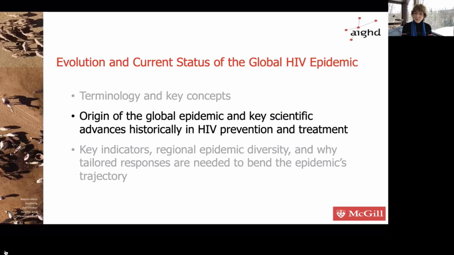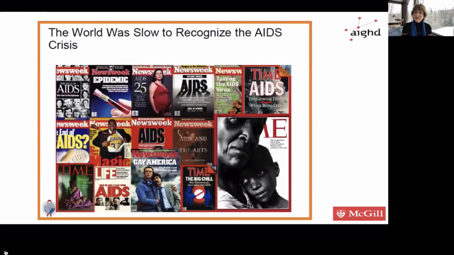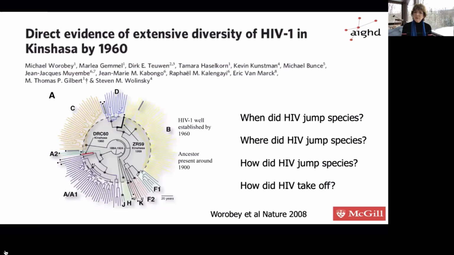So let's look at the origin of the global epidemic and some of the key scientific advances. As we all know, the world was very slow to recognize the AIDS crisis, and you can see a number of magazine covers here emphasizing that. But when we look at the science, we see that there was direct evidence of extensive diversity of HIV in Kinshasa, in the Democratic Republic of Congo, by 1960.